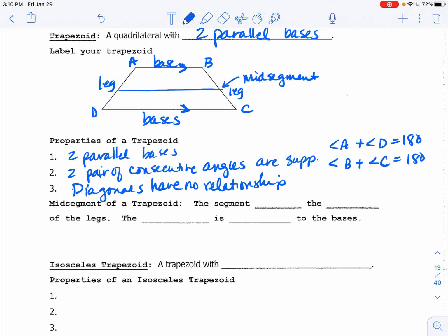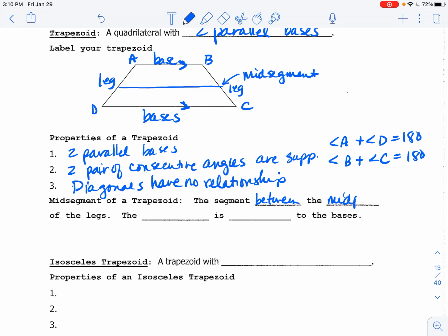So earlier I said the mid-segment of a trapezoid, this is the segment between the midpoints of the legs. All right, so here's my midpoint of one leg, and here's my midpoint, and that is the mid-segment between these two midpoints. And the mid-segment is parallel to the base. So let me go ahead and put a little parallel line.